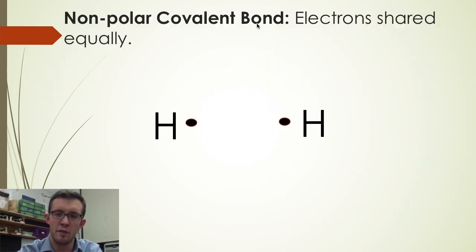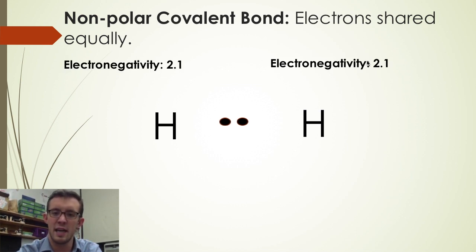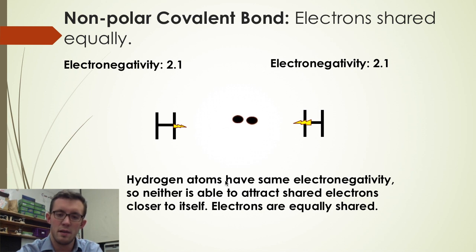A nonpolar covalent bond occurs when electrons are shared equally. So take, for instance, these two hydrogen atoms. Because each hydrogen has the exact same electronegativity, when these two hydrogen atoms share a valence orbital to stabilize their valence shells, they will attract the electrons equally. They have the same electronegativity, so neither is able to pull the electrons closer to itself. As a result, neither hydrogen becomes more positive or more negative than the other.